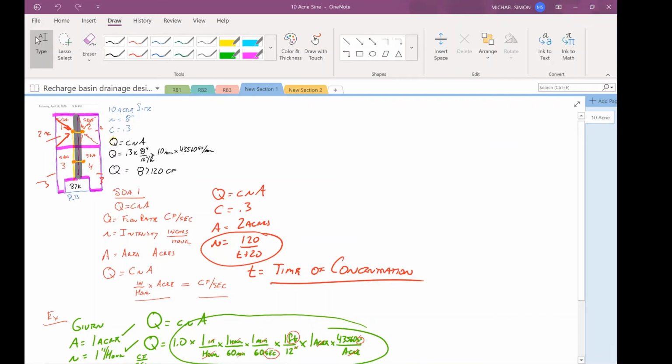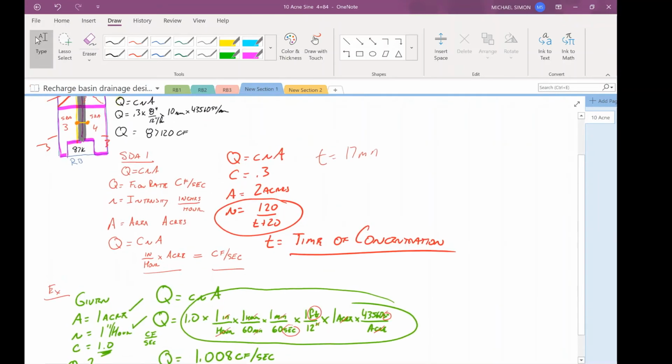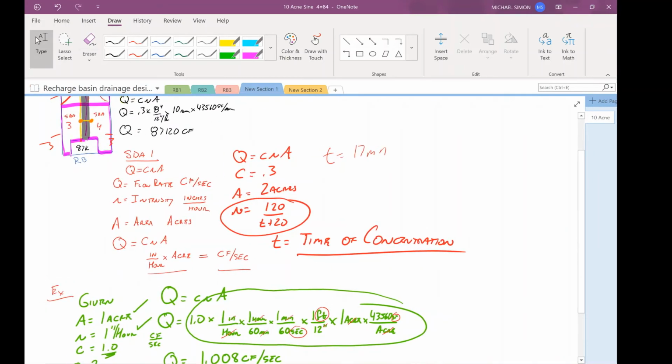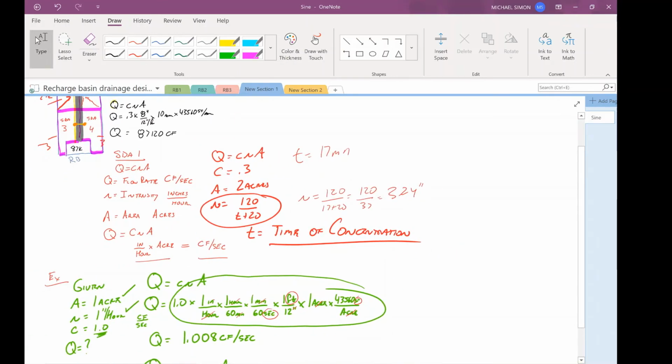So through the magic of video editing, we're back where we were before. We just figured out that T was equal to 17 minutes for this example, for storm drainage area 1. So in this case, intensity would be 120 over 17 plus 20, or 120 over 37. We said that's 3.24 inches. What that's going to give us is the Q of the water going into the pipe.